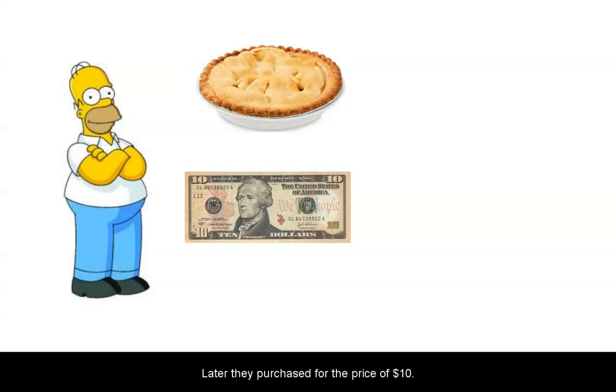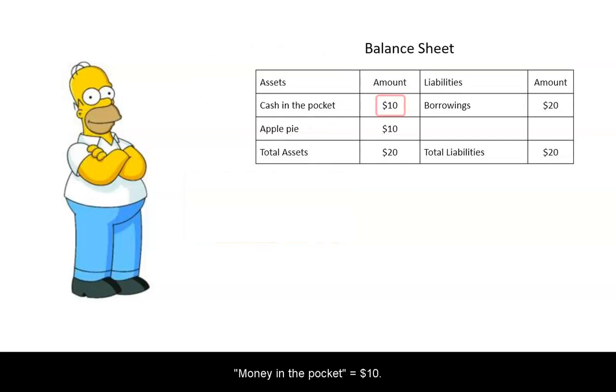Later, he purchased an apple pie for the price of $10. His balance sheet changed again in the following way. Money in the pocket equals $10. Apple pie in the fridge equals $10. Borrowed from neighbor, from you, $20.